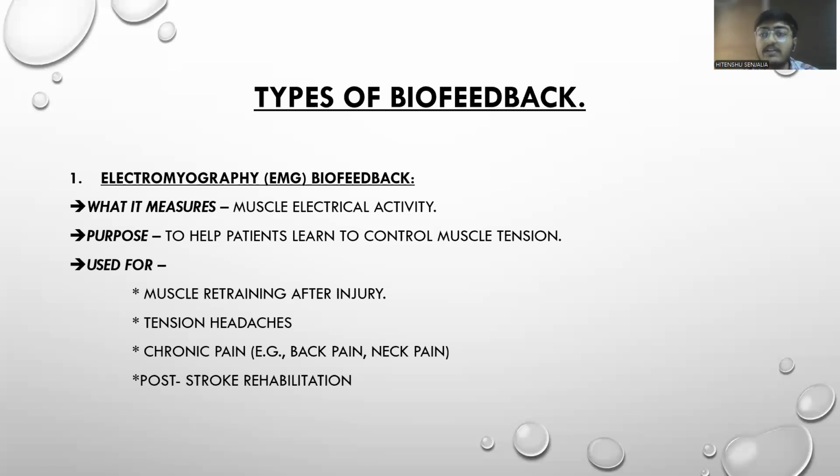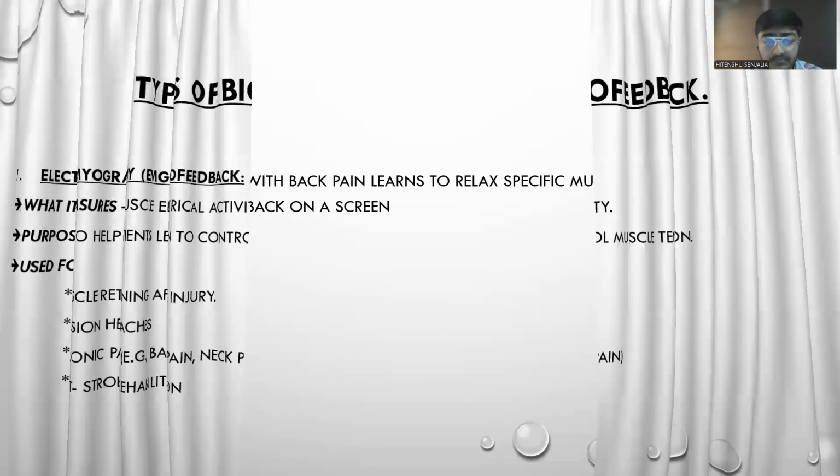For controlling muscle tension, we can use EMG biofeedback for muscle retraining after injuries, after surgeries, tension headaches, chronic pain, for example back pain and neck pain, and post-stroke rehabilitation, meaning after the stroke when the patient has recovered a little bit, they are in that phase of rehabilitation. We can use the EMG biofeedback.